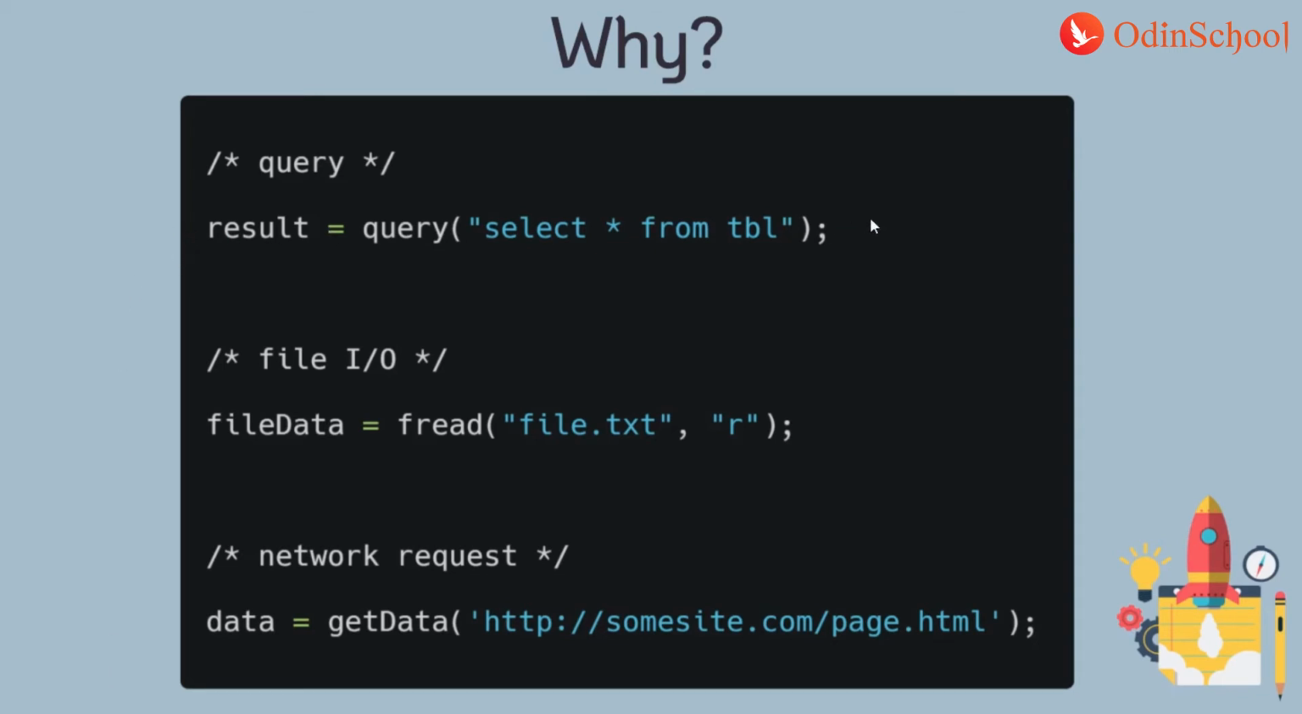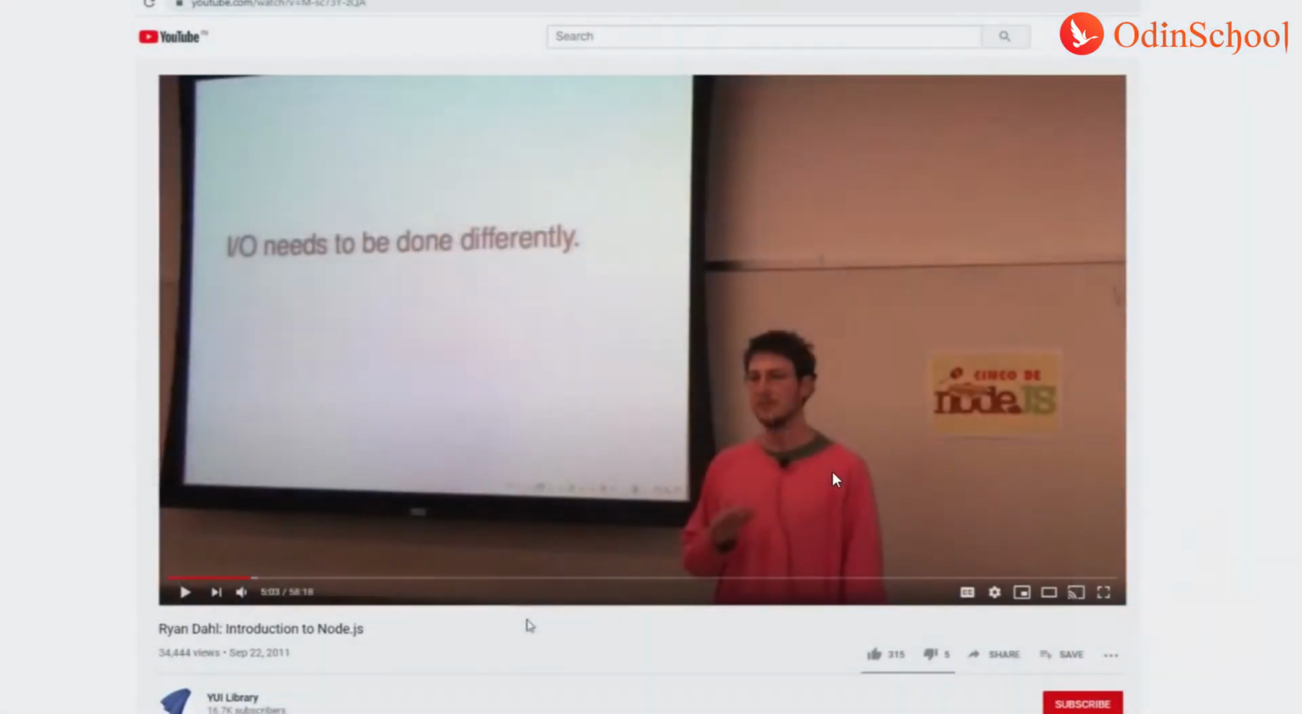And what does the runtime environment of that language do while these operations are being done? Well, traditionally, in most cases, they just wait. So select star from a table. If it takes 100 milliseconds, the compiler or the runtime environment just waits. And this was eating up a lot of time in the overall execution. So that is why in that old presentation, Ryan Dahl says IO needs to be done differently. This was the main reason.